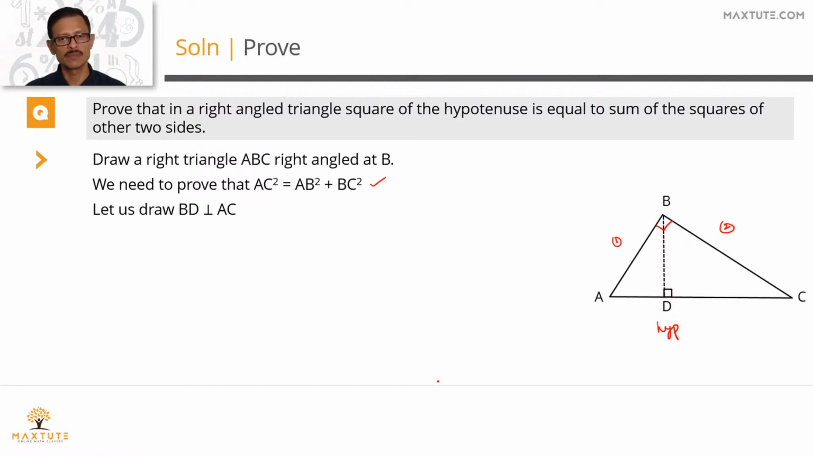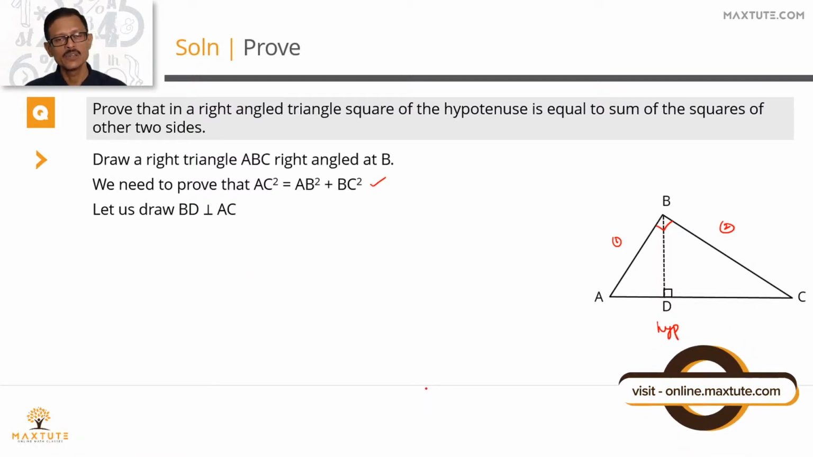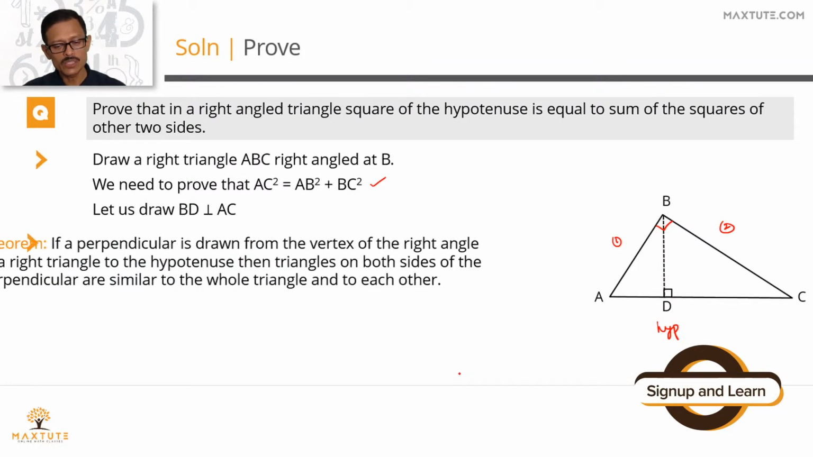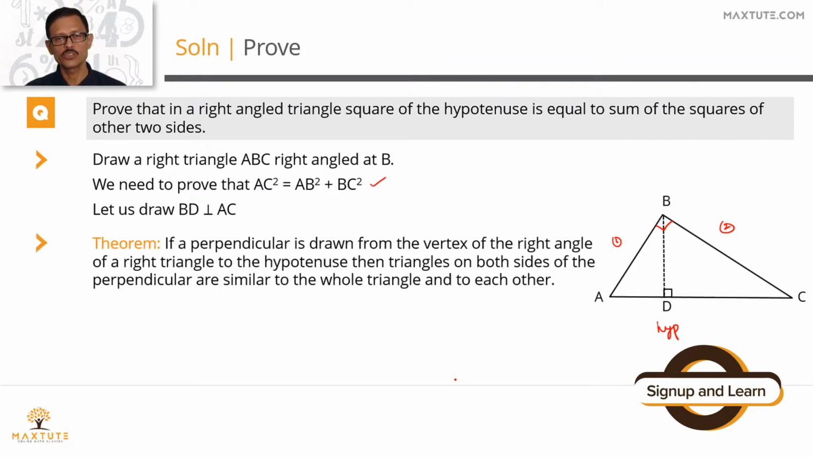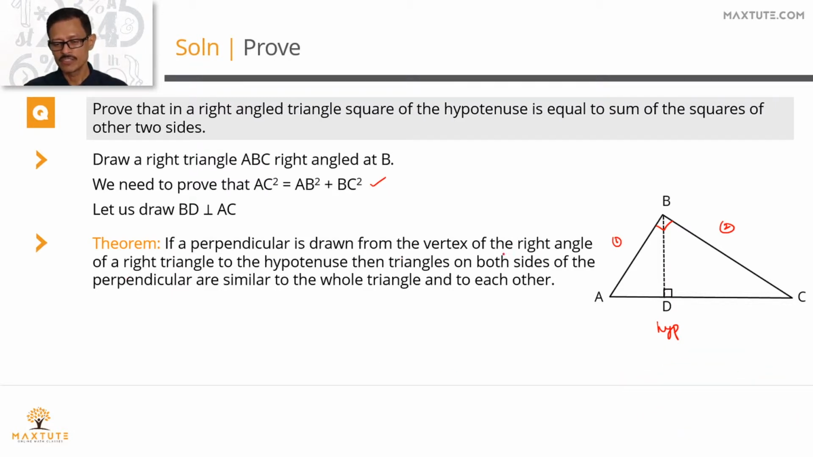We'll use this theorem to solve the question. When you're writing the solution, write the theorem and proceed further. What we'll do in this video is, we'll prove the theorem and then we'll proceed with the solution. So you don't need to prove the theorem in the examination. The theorem basically reads as follows. If a perpendicular is drawn from the vertex of the right angle of a right triangle to the hypotenuse. So we're drawing a perpendicular from B to the hypotenuse.